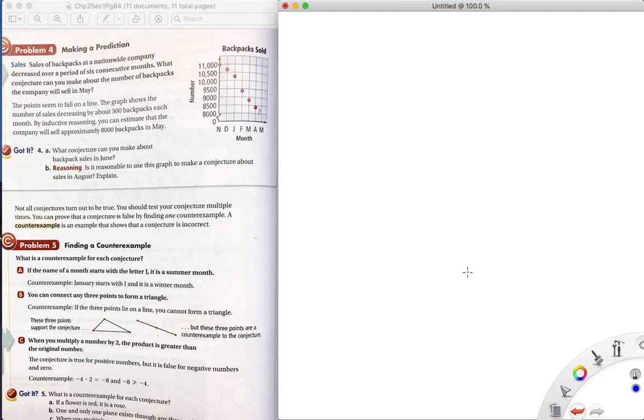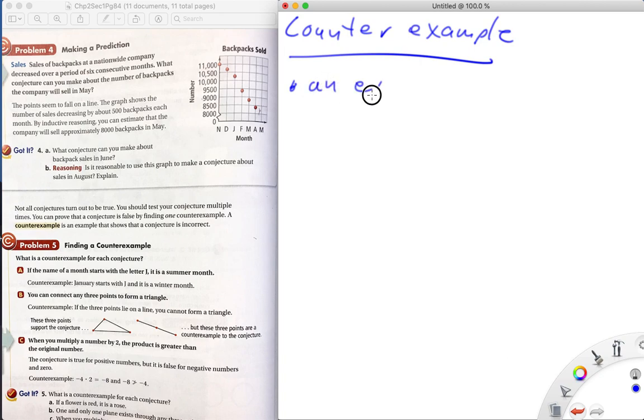We also have a counterexample. A counterexample is a situation where, if I have a statement and I make a conjecture out of that statement, the counterexample is an example that proves the statement false.